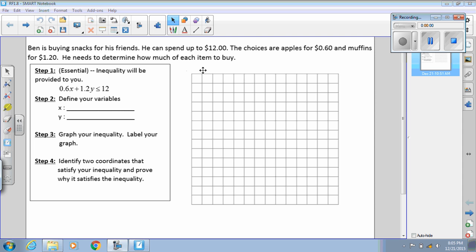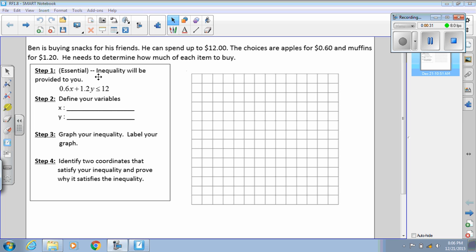Now we will be looking at problem solving, or applications of using constraints in real world problems. So using inequalities. Okay, so Ben is buying snacks for his friends. That's not important. He can spend up to $12. The choices are apples for 60 cents and muffins for $1.20. He needs to determine how much of each item to buy.